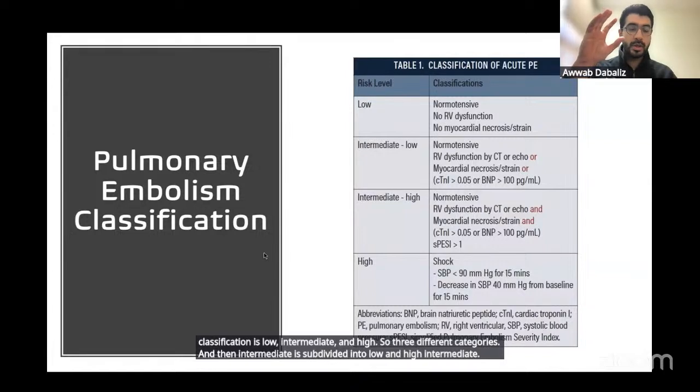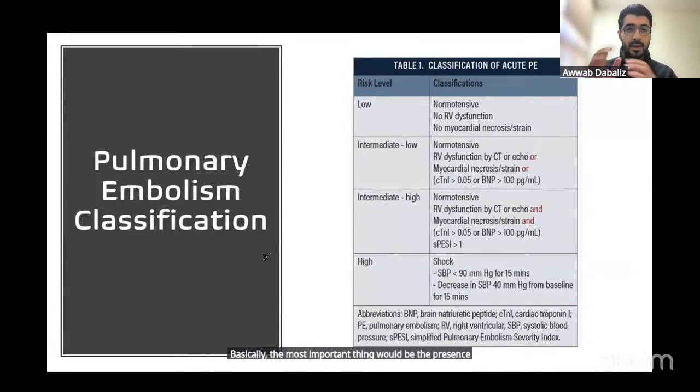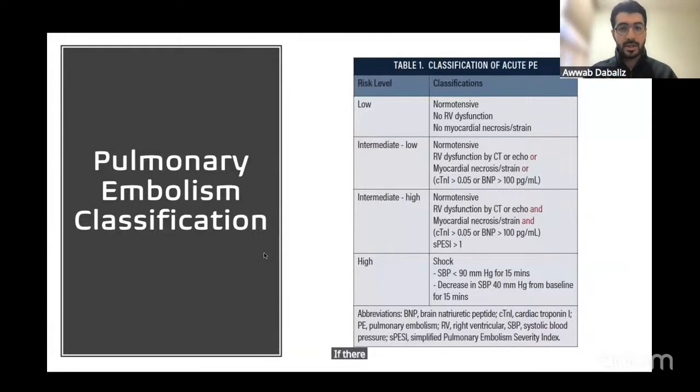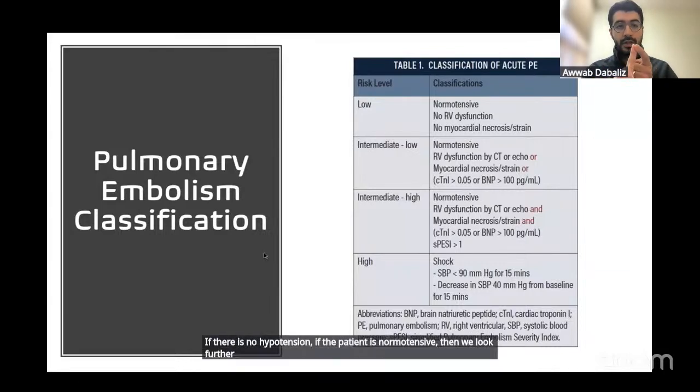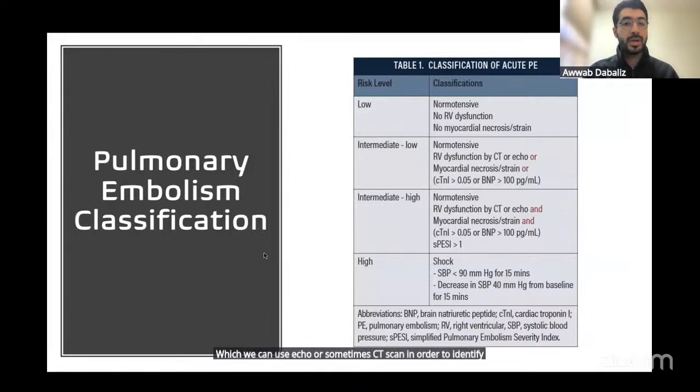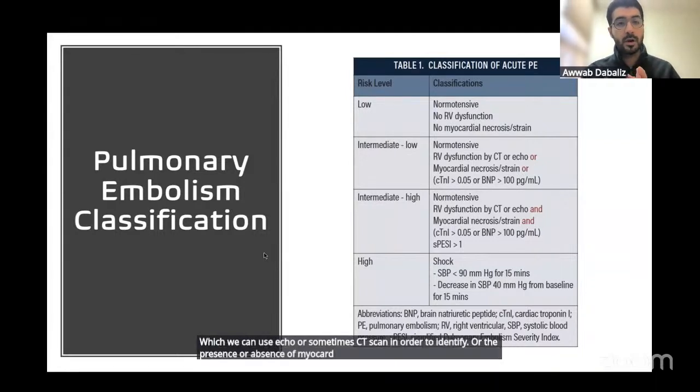Basically, the most important thing would be the presence or absence of hypotension. If there is evidence of shock in the presence of hypotension, then you will include this patient immediately under the high risk category. If there is no hypotension, if the patient is normotensive, then we look further into the presence or absence of RV dysfunction, which we can identify using echo or sometimes CT scan, or the presence or absence of myocardial necrosis using our troponin and our BNP level, the brain natriuretic peptide.